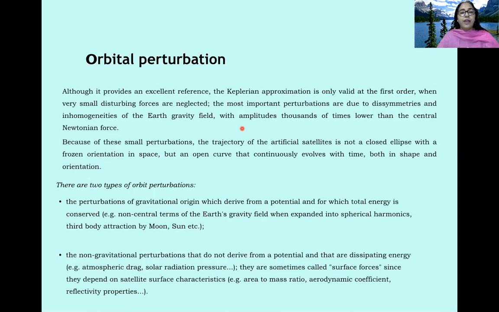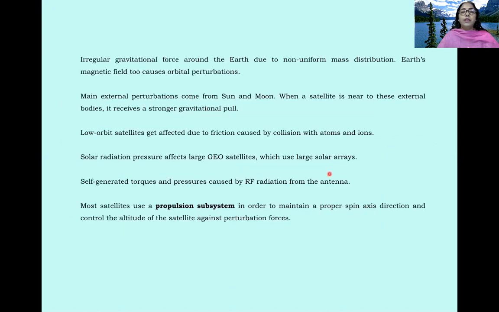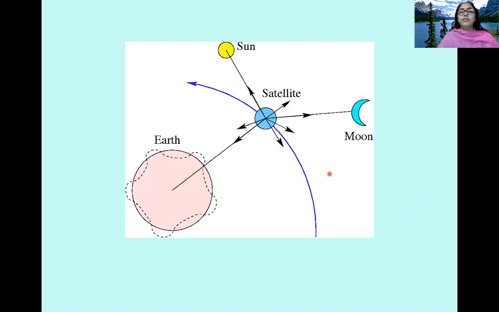due to atmospheric drag and solar radiation pressure. They are sometimes called surface forces since they depend on satellite surface characteristics, that is area to mass ratio, aerodynamic coefficient, reflectivity properties, etc. These are the figures showing how the forces are acting on the satellite. There are moon, sun, earth, the forces acting on the satellite. There are also other celestial bodies around the satellite.